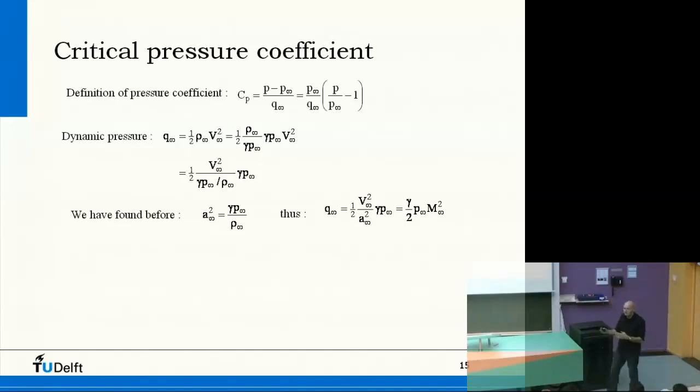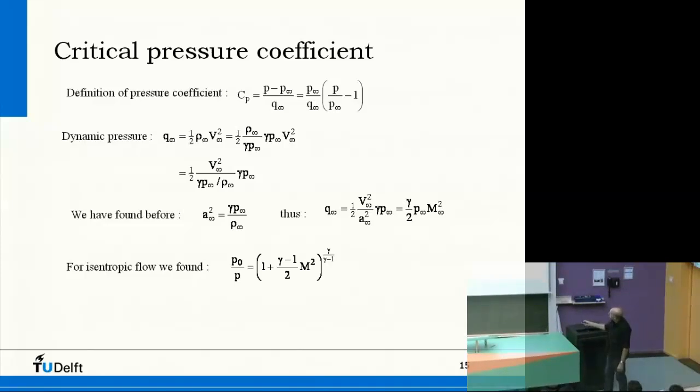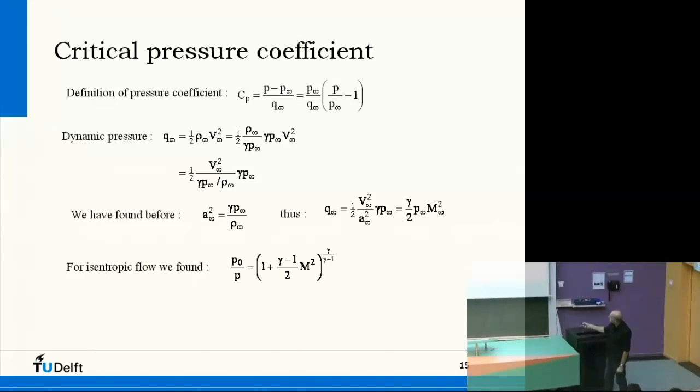So you fool around a little bit with these parameters here, and then you find that there's a velocity of sound here, speed of sound. Okay, so this Q infinity is half gamma P infinity times Mach number squared. Okay, so if we fill it in here, for isentropic flow we found P0, somewhere in the flow where velocity is 0, P0 divided by P is this.